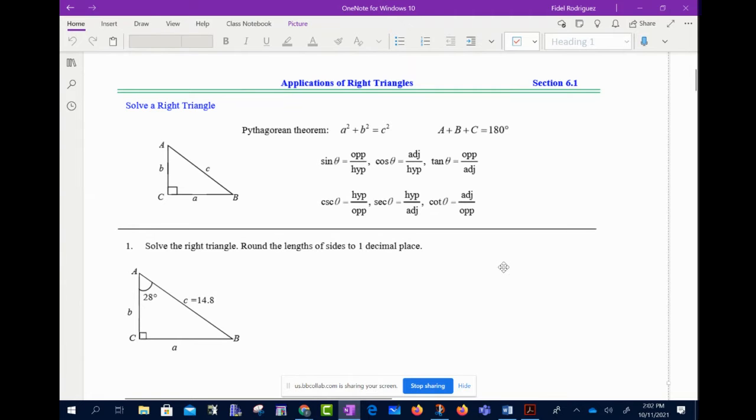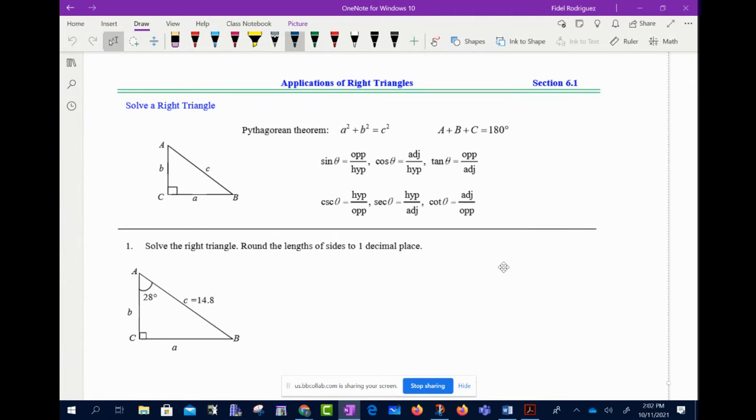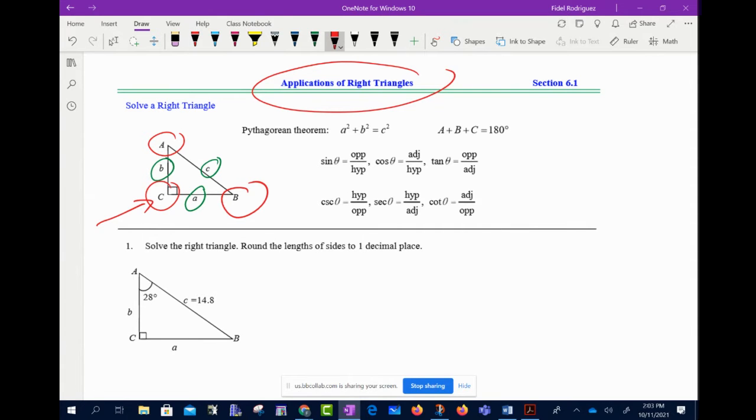Okay, so let's see. 6.1, y'all, is applications of right triangles. In 6.1, we're going to be talking about how we solve a right triangle. When I'm talking about solving a right triangle, what we're looking at is, can we find the measurements of each of the sides, and can we find the measures of each of the angles? Because we're dealing with right triangles, we already know that angle is going to be how much? 90 degrees, right? So out of the 6 parts, we already know one of them. We're really going to be finding 5.